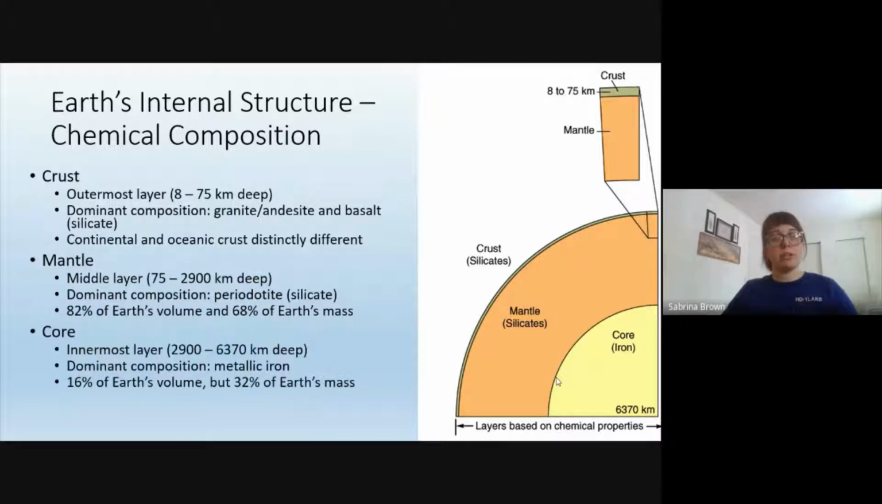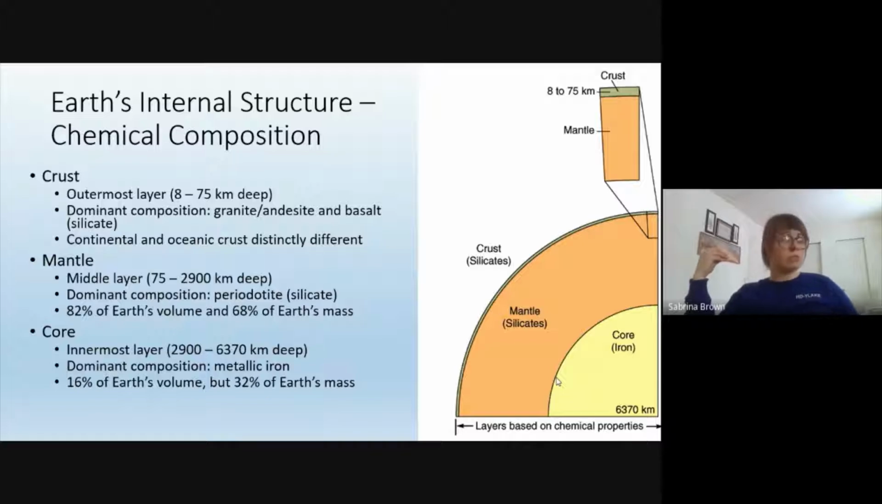And then the core is our innermost layer. This is between 2,900 and 6,370 kilometers depth. And the dominant composition of our core is metallic iron. And because it's made of iron, it's very dense, which means that even though it only makes up about 16% of Earth's volume, it makes up 32% of the mass of Earth, right? Because we have this really dense iron in the core, right?